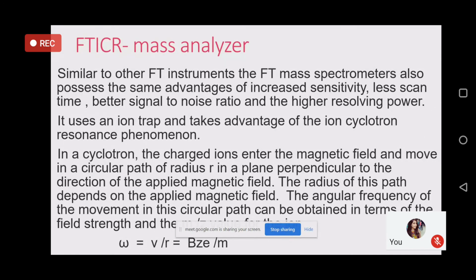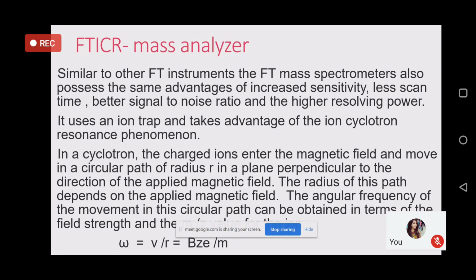It uses, and in this case, obviously it is going to be separation between two adjacent masses. It uses an ion trap and takes advantage of the ion cyclotron resonance phenomenon. So that's why it is called FTICR. It is a Fourier transform which is used, and it takes advantage of the ion cyclotron resonance phenomenon. What exactly is a cyclotron?